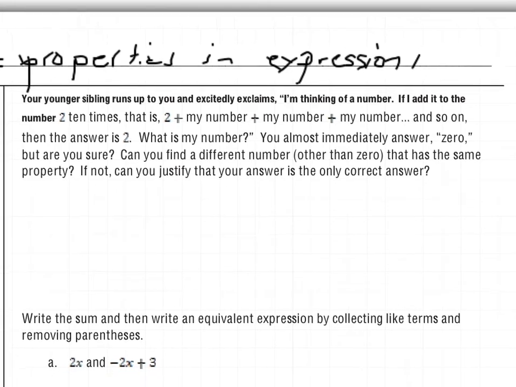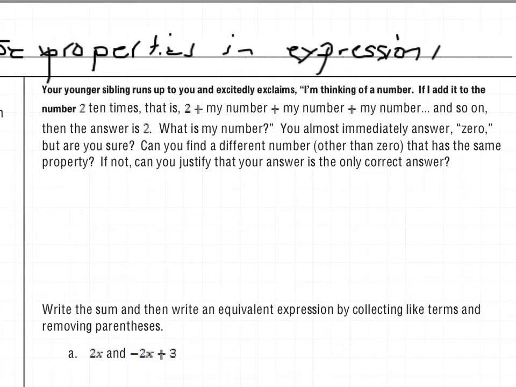As we come over here and we look at this, it says your younger sibling runs up to you, excitedly exclaims, I'm thinking of a number. He says, if I add the number 2 10 times, that's 2 plus my number, plus my number, plus my number, and so on. And then the answer is 2. What is my number? So we're looking at some number, 2 plus n plus n plus n plus, and so on. And he's saying, what is my number?